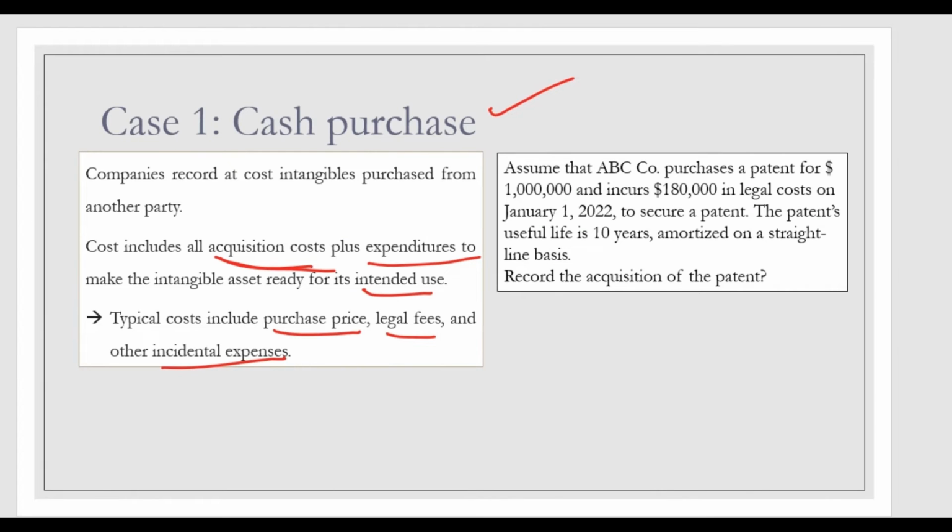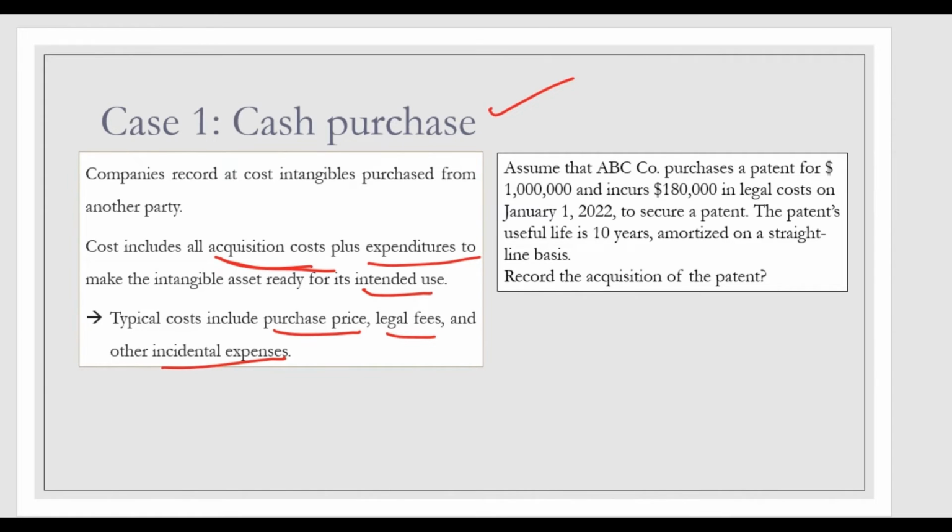So cost of intangible asset is not only the purchase price. For example, assume that ABC company purchased a patent for $1 million and incurred $180,000 in legal costs on January 1st, 2022 to secure a patent. The patent's useful life is 10 years, amortized on a straight line basis.